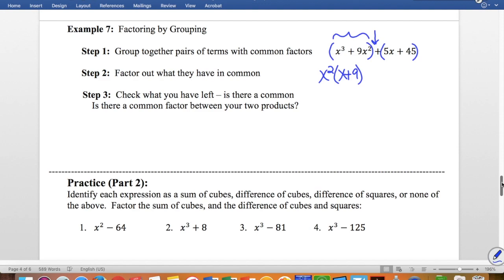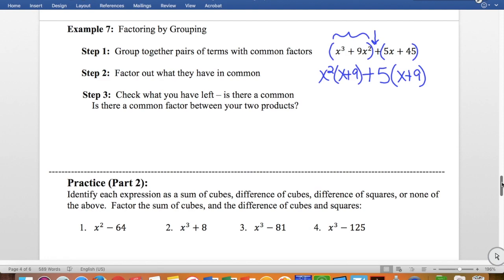So if I were to multiply back through, x squared times x is x cubed, and x squared times 9 is 9x squared. I go back to my original 2 terms I have up there. I'm going to write my plus because that plus is still there. I'm going to factor a 5 out of this parentheses here, leaving me with x plus 9. So now I have these two terms that have factors. Like I have x squared times the quantity x plus 9, and then I have this other one that's 5 times the quantity x plus 9. So I have these two products going on.